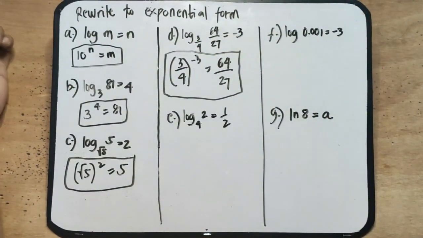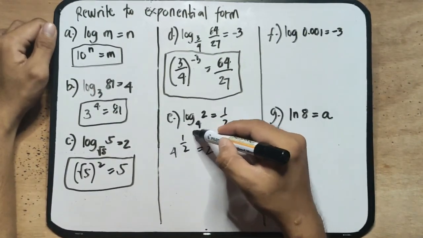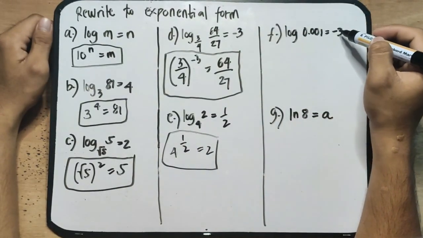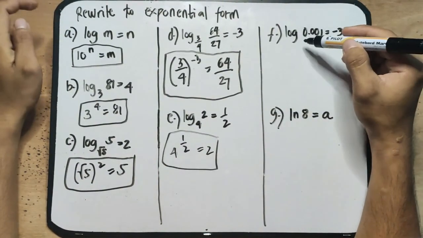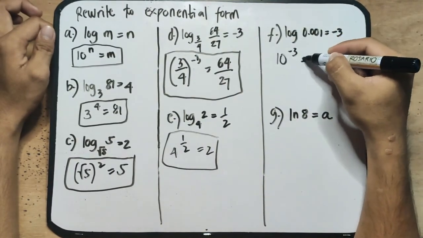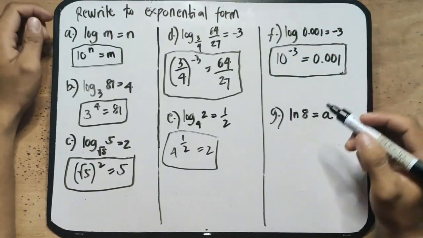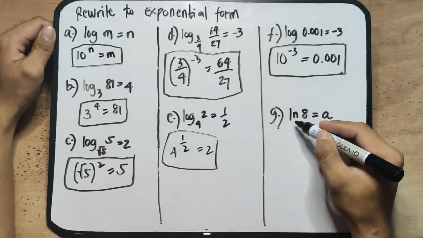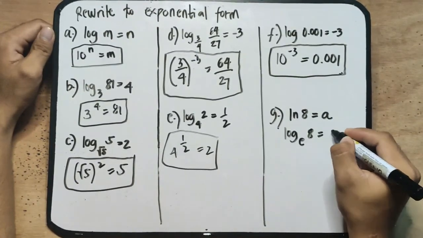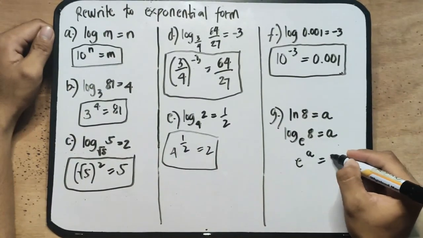Item E, we have log base 4 of 2 is equal to 1 half. So 4 is the base, 1 half is the exponent, and 2 is the answer. Item F, we have log of 0.001 is equal to negative 3. Again, it is similar to example A. The base is not indicated, so the base is automatically 10. So 10 raised to negative 3 is equal to 0.001. And for the last item, item G, we have ln of 8 is equal to A. So ln can be written as the logarithm or log base E of 8 is equal to A. So E is the base, A is the exponent, and 8 is the answer.